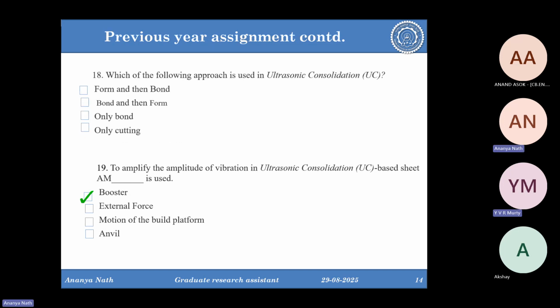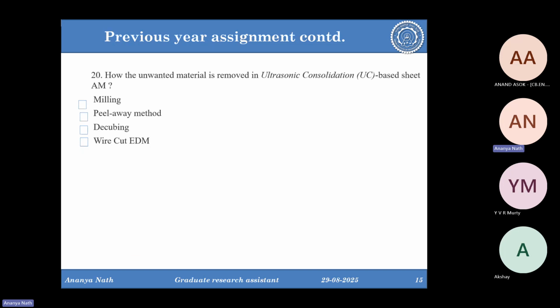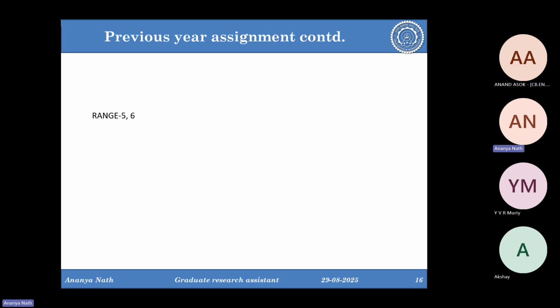And 18, which of the following approaches is used in ultrasonic consolidation? It's again first bond and then form. First, we are ultrasonically putting the energy and then we are doing the milling operation to cut the excess part. So the last question, okay. How is the unwanted material removed from UC? Milling. It's the milling operation.